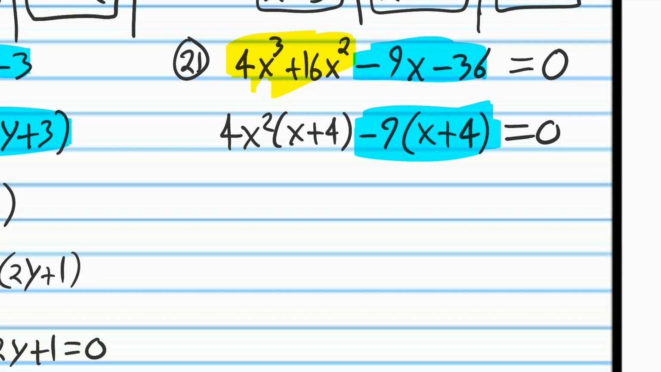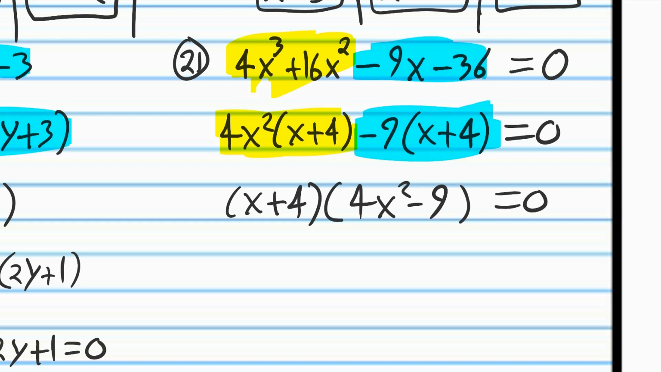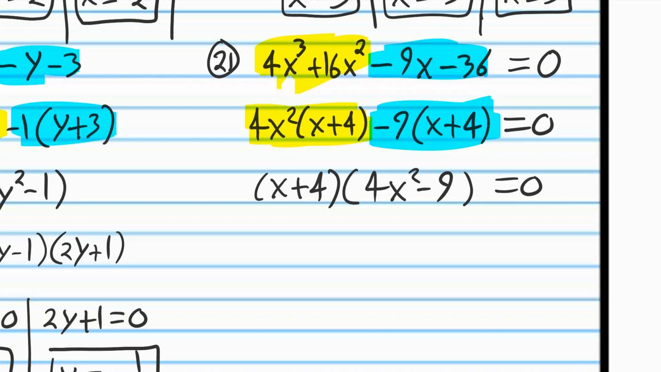All right, so we're going to go backwards and multiply to make sure that we did the factoring correctly so far. 4x cubed, 16x squared, negative 9x. That looks correct. So now we're going to factor out an x plus 4 because x plus 4 is common to both of these terms. And we get 4x squared minus 9 left over. And now we have the difference of two squares.